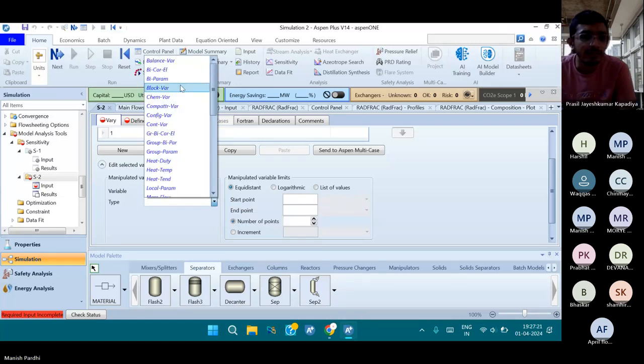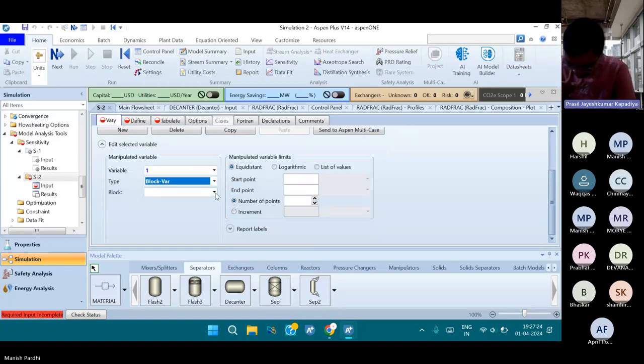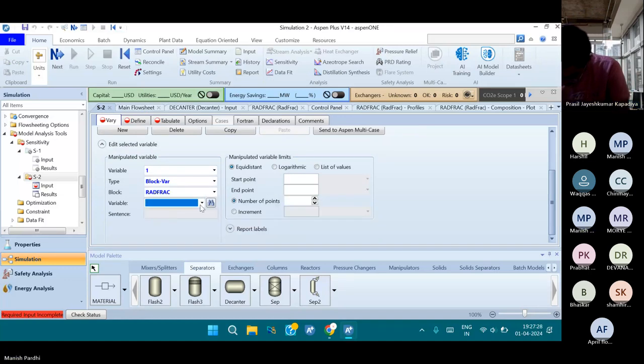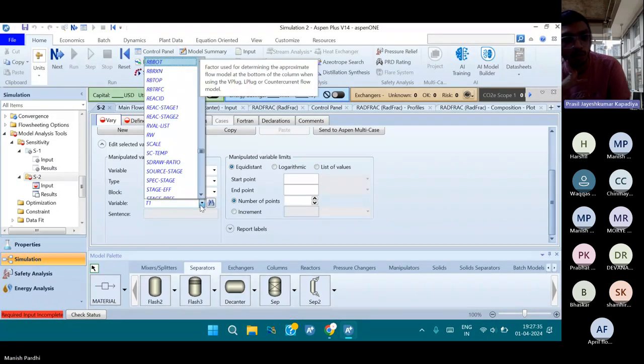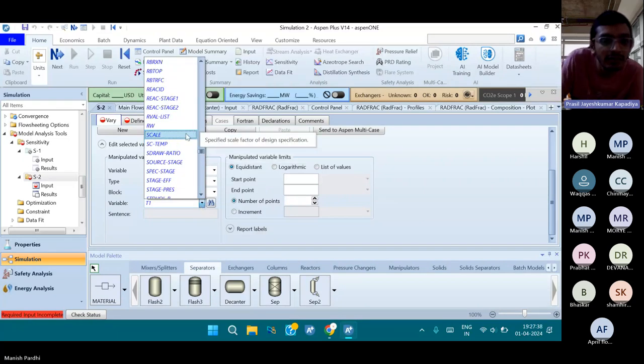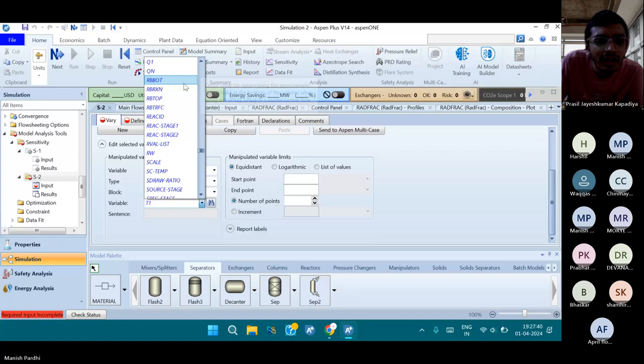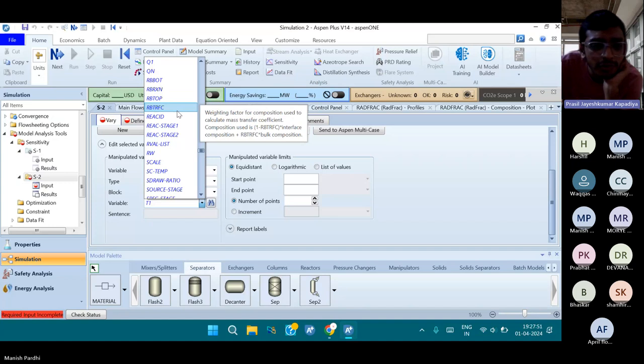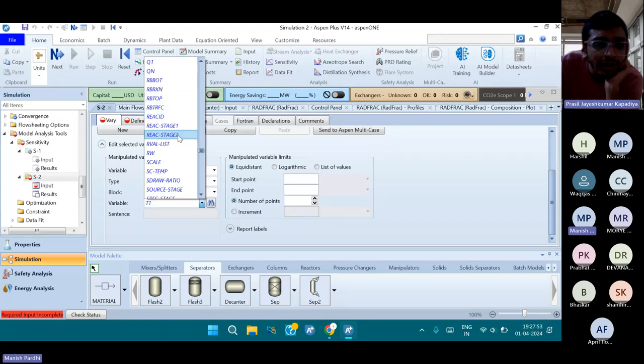Block variable of the distillation column. Temperature and pressure will not work, I guess. Okay, let's play with reflux ratio. I just want to see what is happening. Reflux ratio, go to R, alphabet R, and see if reflux ratio is given somewhere. No. This is RB bot, RB reaction, RB top. Wait, factor used for determining the approximate flow rate. Can you go to RB top? What was that RB top?